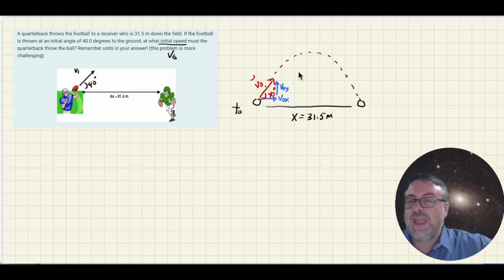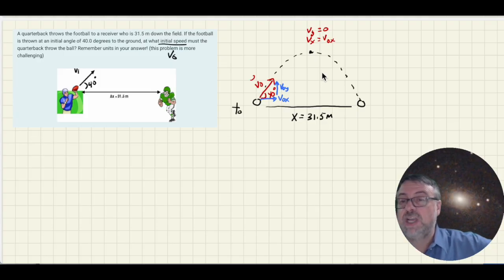Now, when the football lands, there are two places where you know the y velocity. At the very top of the motion, you know the y velocity will be equal to 0, and the x velocity will be equal to the original x velocity, unchanged.